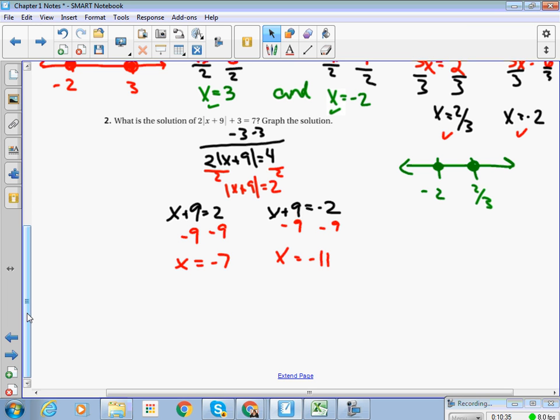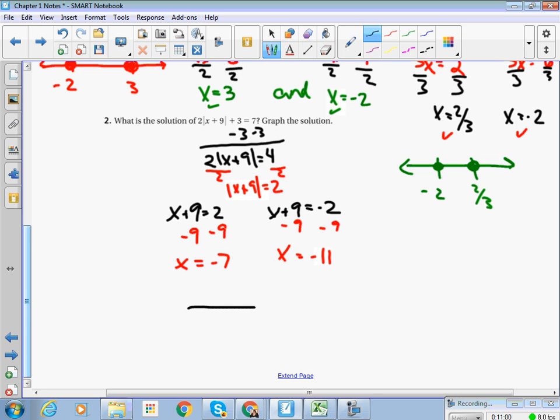We are going to test that. It's pretty easy to test. I trust my math up here on this part. So negative 7 plus 9 is 2. Absolute value of 2 is 2. Negative 11 plus 9 is negative 2. Absolute value of negative 2 is 2. So I have checked both of these.